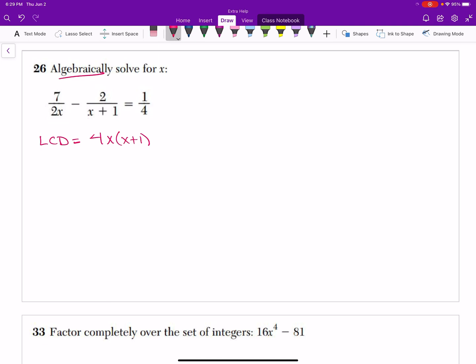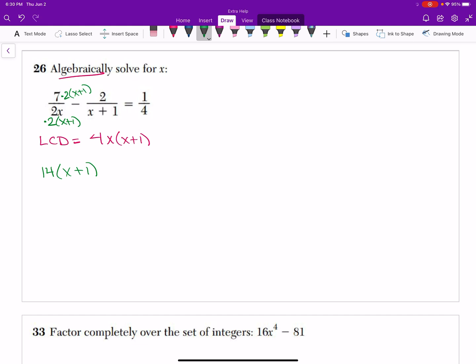So now we want to make everything match. So for the 2x, I need to multiply 2 times 2 to make it a 4. And then it needs the binomial, the x plus 1. If I'm going to multiply this into the bottom, I am also going to multiply it into the top. So 7 times 2 is 14 times x plus 1.